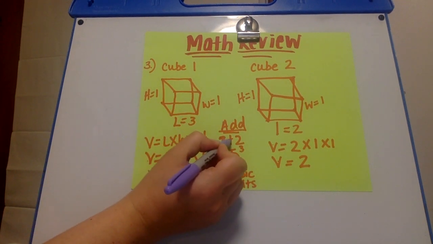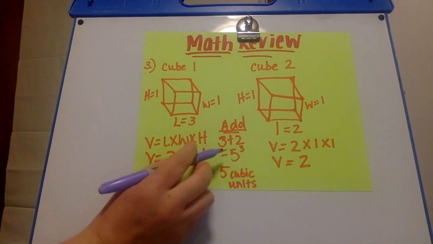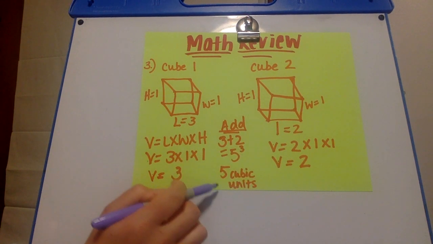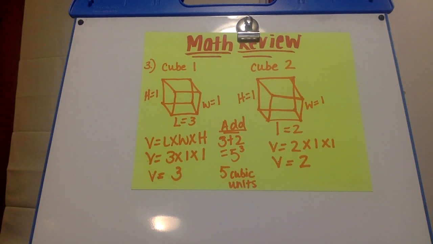So 3 plus 2 equals 5. And up here you'll see I put 5 to the 3rd power, because that stands for 5 cubed, right? Or you could write it like this, 5 cubic units.